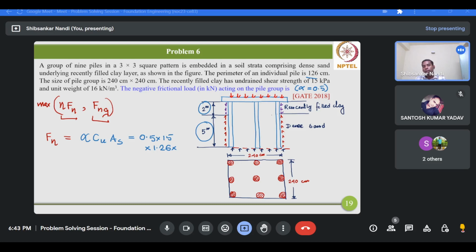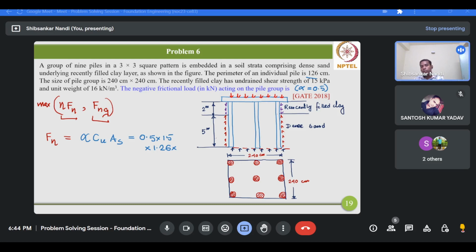The piles are embedded in a soil strata comprising dense sand and underlying recently filled clay layer as shown in the figure. So 2 meter, this is for the recently filled clay portion, and dense sand, this is 5 meter. So 2 plus 5, so this will give you the total length of the pile. But I am asking what value we should take. Should we take this 7 meter as a whole to calculate the negative frictional load on the pile?